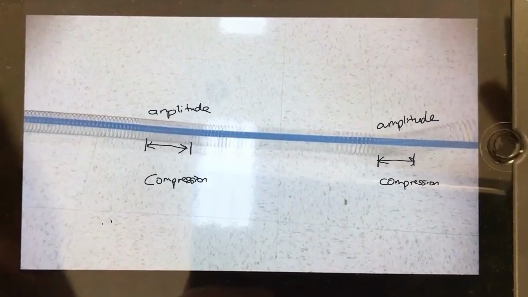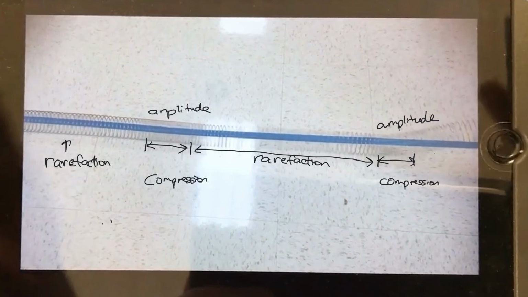Now, where it is not compressed, you'll notice the slinky is spread apart, and that is called a rarefaction. It's almost like it's rare there. If that was air pushing, that's where the air is rare. Where the compression is, that's where the air is pushed together. So you also have an area between the compressions, and that's where your rarefactions are. The rarefactions are between the compressions.